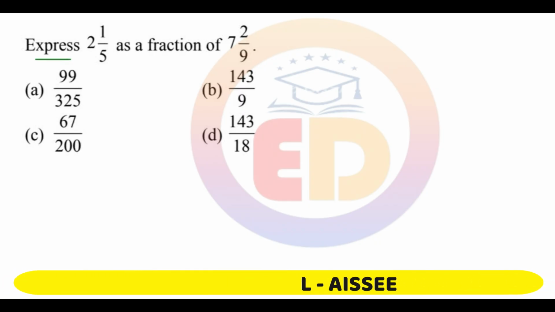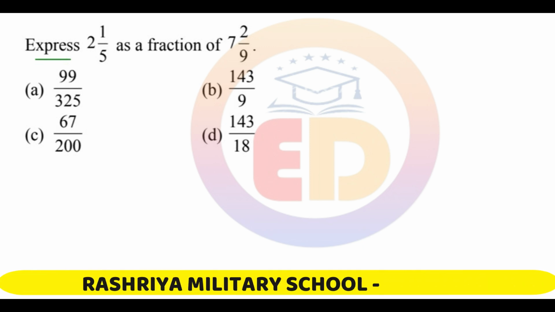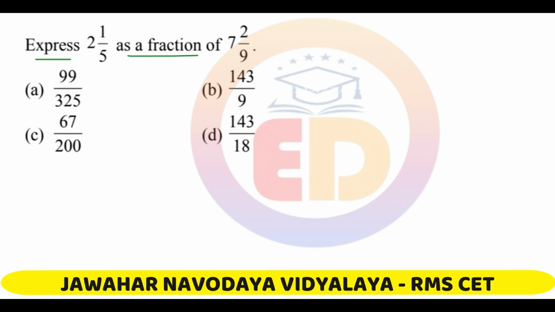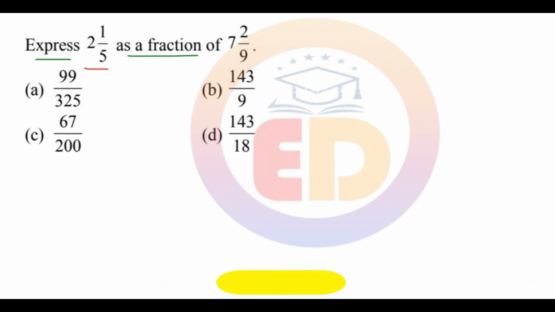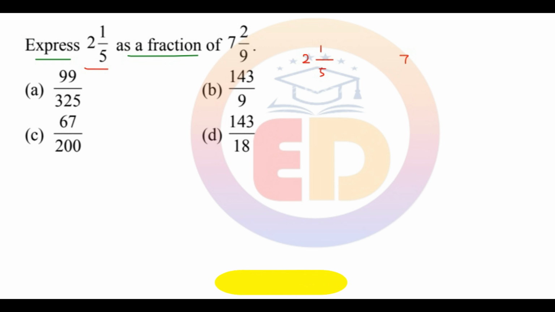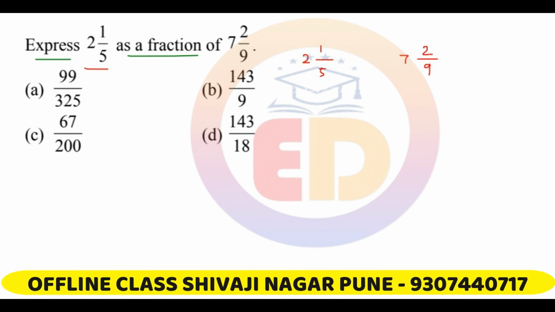Express 2 whole 1 by 5 as a fraction of 7 whole 2 upon 9. The concept here is we have to express the mixed fraction 2 whole 1 upon 5 as a fraction of 7 whole 2 upon 9. Let's understand this.